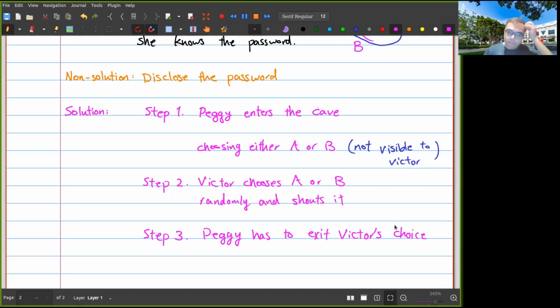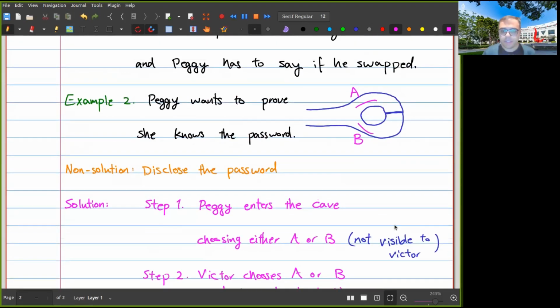Okay, so again, if you look at this protocol, and this is basically the way we explain zero knowledge proofs to kids. Peggy has entered through either A or B, and Victor doesn't know which one, but Victor is choosing A or B randomly. So Victor is randomly asking Peggy to come out of A or B. So if Victor is choosing randomly, there is a 50% chance that he's going to choose the same entrance that Peggy took when she went in. And in that case, she can successfully come back out.